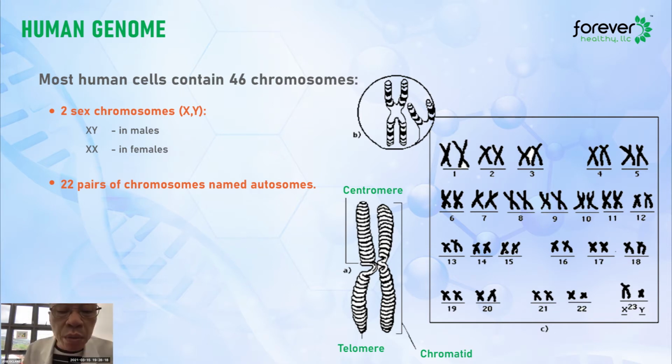Our chromosomes are organized into 46 chromosomes from the largest to the smallest. You will notice there, the arrangement of the chromosomes is from the largest. Chromosome 1 is the largest, followed by chromosome 2, 3, 4, down the line up to the X and Y pair, or the sex chromosome.